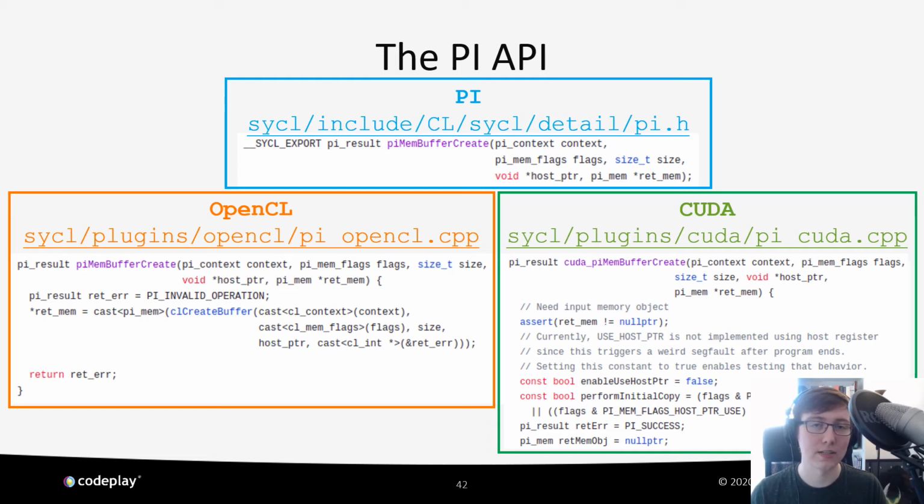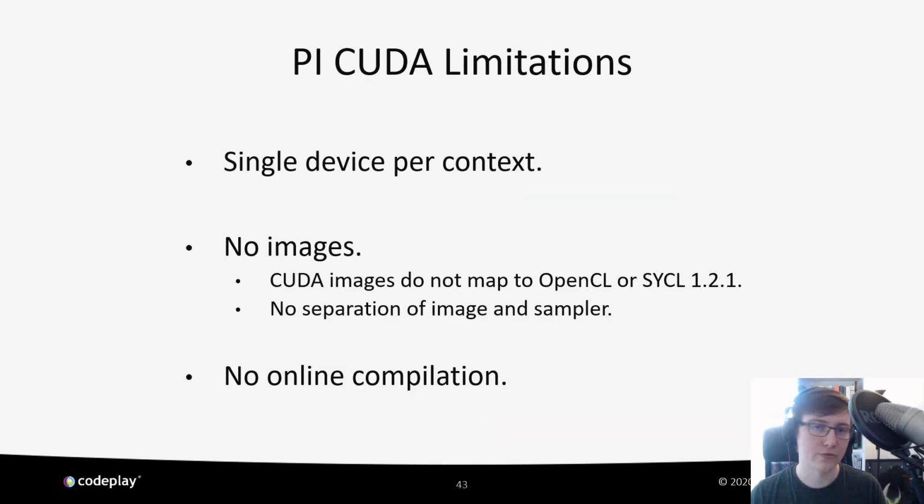This is because CUDA does not map as well to an OpenCL-like API design, so the PI CUDA implementations of each function tend to be a little bit more complicated than the OpenCL equivalent. PI CUDA works really well, but there's a number of limitations inside the current implementation. As it currently stands, a context can only have a single device, there is no image support, and there is no online compilation. Image support is something that we touched upon earlier as a particular pain point in adapting CUDA to the SYCL programming model. The same problem is here, there's just no way to map CUDA's image API to that of OpenCL.